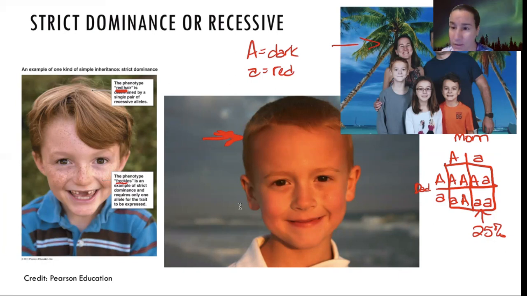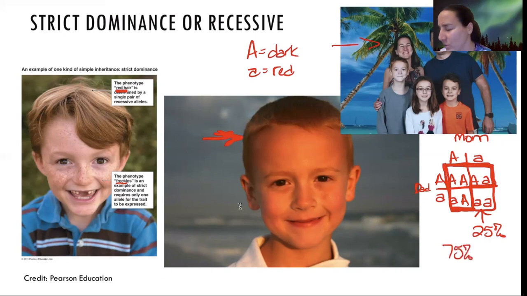If I had asked you about these genes and asked what is the likelihood of these parents producing a child with dark hair, what percentage would that be? That would be these boxes, right? Because all of these 3 boxes have a capital letter in them, a dominant trait. So the likelihood of dark hair is 75%.